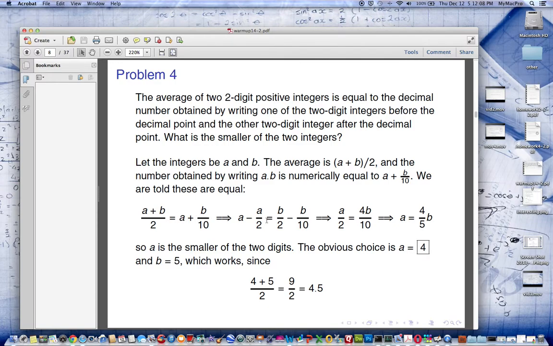So if you solve this, you get b over 2 minus b over 10 equals a minus a over 2. So you get a equals 4/5 b. So a happens to be the smaller number because a is 4/5 of b. Obviously, if you choose a as 4, b is 5. So 4 plus 5 over 2 is 9 over 2, it's 4.5, so it works. So the answer is 4.